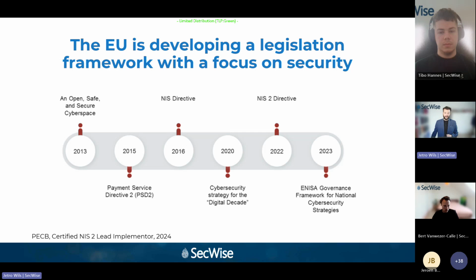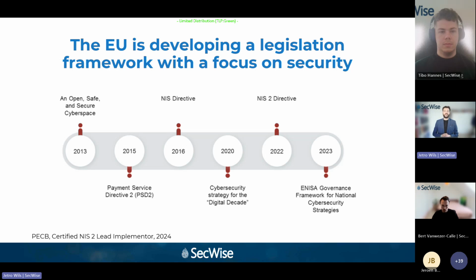And then in 2023, ENISA, which is the European Cybersecurity Agency, also came with a governance framework for national cybersecurity strategies. And you say, Jetro, what's that all about? Basically, when you take a look at the NIS2 directive, I would say half of all the articles are not for organizations. They are for the member states of Europe.